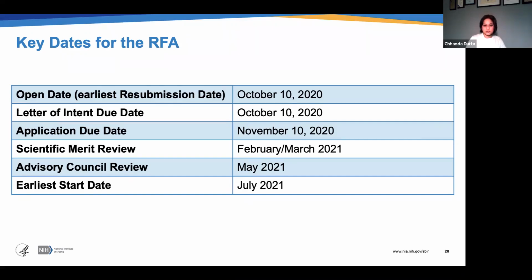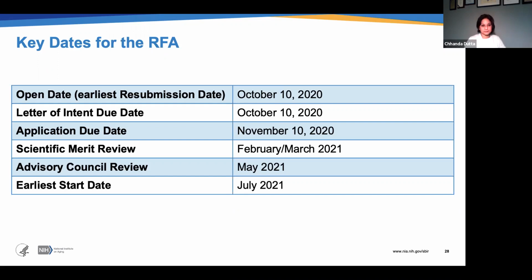The application due date is November 10th, and in terms of the review, the council considerations and the earliest start date, the review would take place sometime in February, March of next year, and the earliest start date we envision for the U44 projects would be in July, approximately a year from now next year.